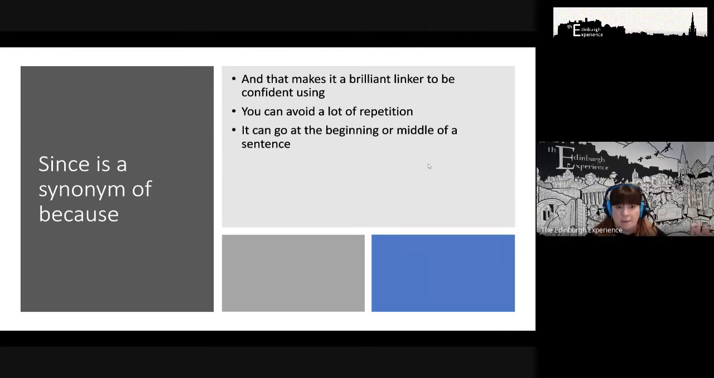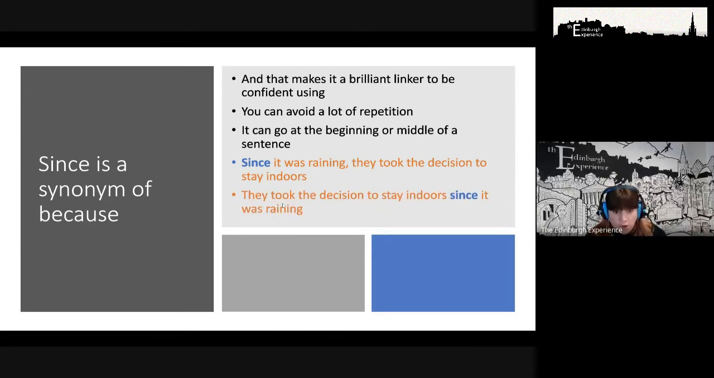Since can go at the beginning or in the middle of a sentence. So for example, since it was raining, they took the decision to stay indoors, or they took the decision to stay indoors since it was raining. Okay, so both of these are exactly the same. Yeah, so make sure that you feel confident in how to use this one because it is really useful.